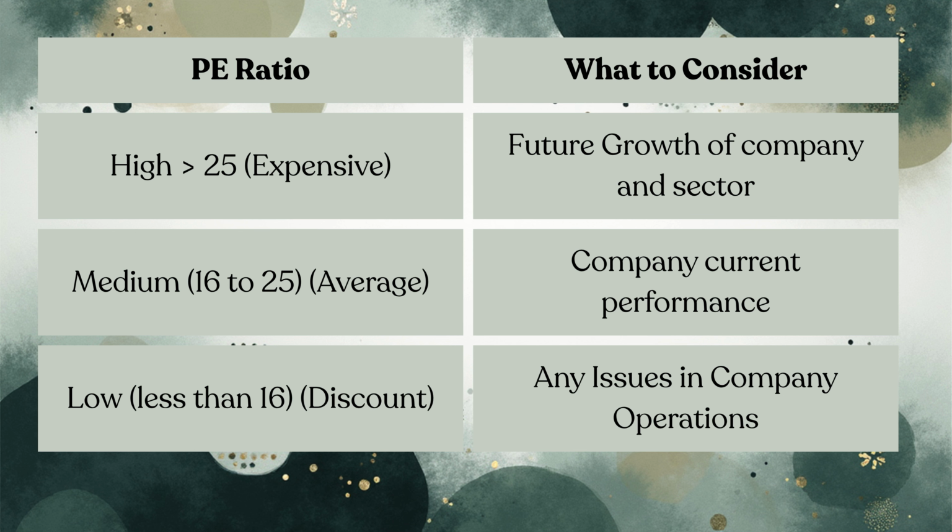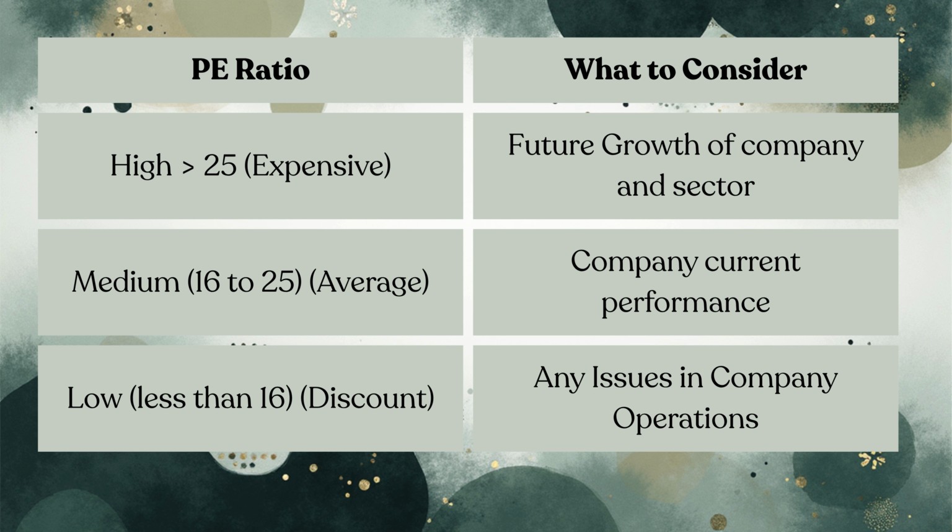So we are taking the ratio based on the earnings, but if the future is not good for that particular company, it is not advisable to invest. So based on the PE ratio, we still need to analyze the other factors as well. Example, here you can see an expensive PE ratio, greater than 25. Still, you can analyze the future growth of the company and the sector, and based on that, you can invest.